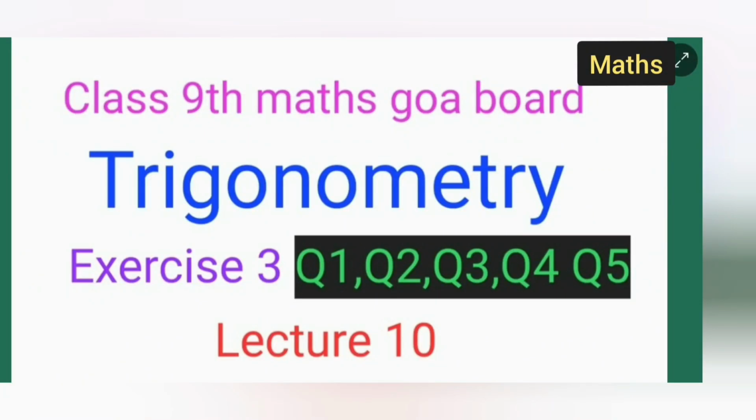So this is for class 9th maths for Goa board, newly added trigonometry, exercise 3, question number 1, question number 2, question number 3, question number 4 and question number 5. I will be solving in today's lecture. This is lecture 10 of trigonometry, the last lecture of trigonometry, okay? And this is the last exercise. So let me start.